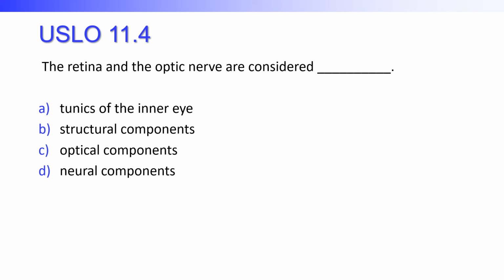The retina and the optic nerve are considered tunics of the inner eye, structural components of the eye, optical components of the eye, or neural components of the eye. Well, we know the optic nerve's neural, so why don't we go with neural components of the eye? That's right, they're both made up of nervous tissue, so they're considered neural components.